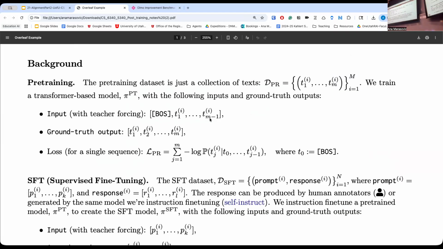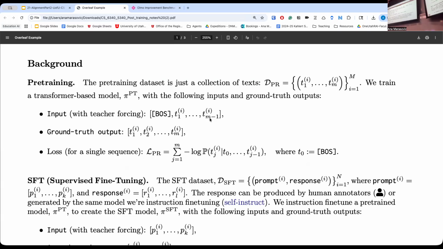First of all, pre-training and supervised fine-tuning precede alignment. And now, after this course, you have this nice technical language to talk about things. So I say, pre-training is a collection of online data. It's a set of sequences of tokens, and we train our transformer-based model.